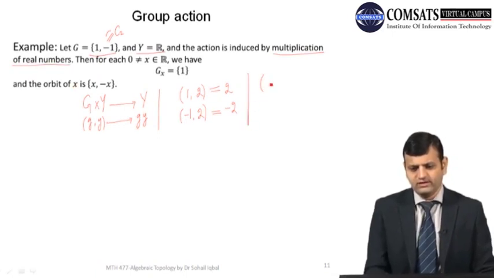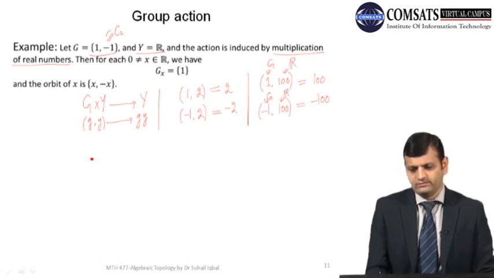Similarly, let's have another instance of this group action. So 1 comes from this group G, and this 100 comes from the real line, which is the set on which we are acting with C2. What will happen? Just multiplying these two real numbers, we will get 100. What will happen when -1 acts on 100? Once again, this is an element of the group and this is an element of the real line, so this is equal to -100.